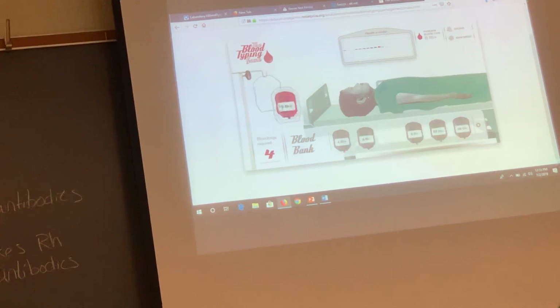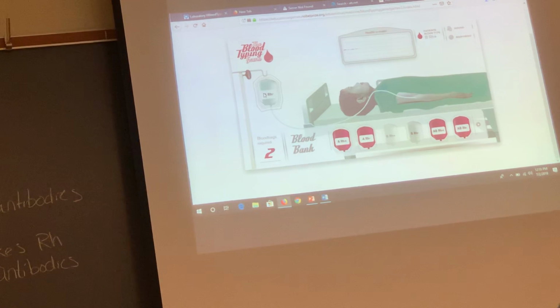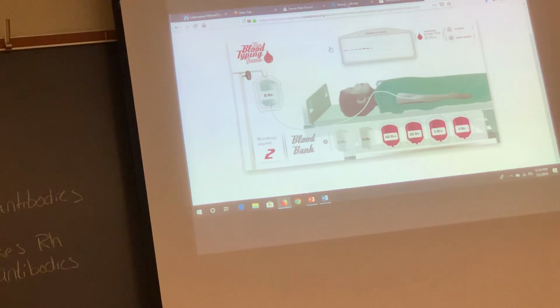Okay. So B positive, what else? Can we give them B negative? Yes, we can, because if the person's positive, they don't make antibodies against RH. So B positive, B negative, and what else could we give them? O positive and O negative. Yep, O positive and O negative.